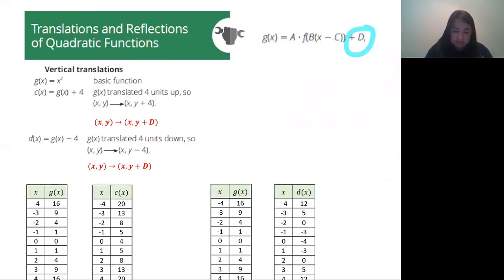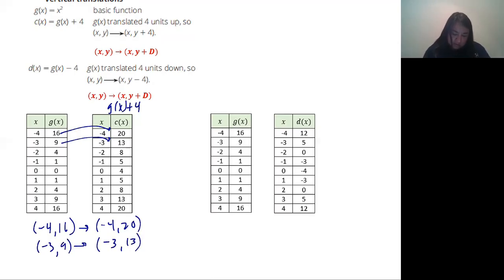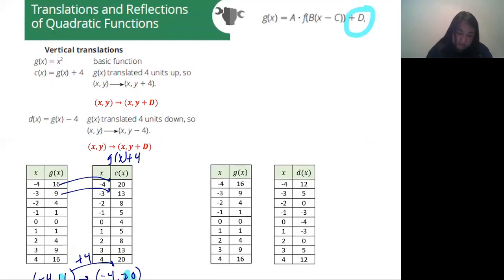So what does that look like in a table of values? If you notice, c of x was when we took our function and we added 4. If you look, the x values stayed the same, but look at our y values. So the point negative 4, 16 mapped to negative 4, 20 and so forth. And when you look at the mapping, you can see that the x values stayed the same, but our y values actually increased by 4. And that produces this coordinate rule here for this particular function.